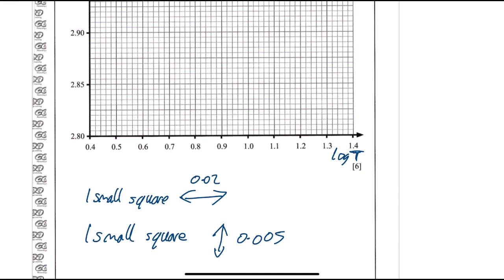And then if you start plotting these things very roughly, go back to your table and plot them. Very roughly, this is where my points are. I'm doing this as quick as I can, really.